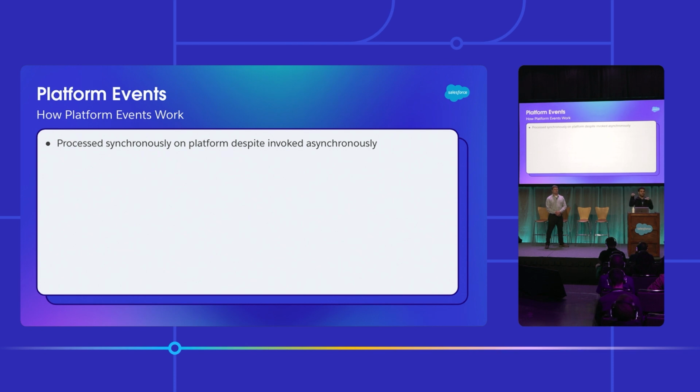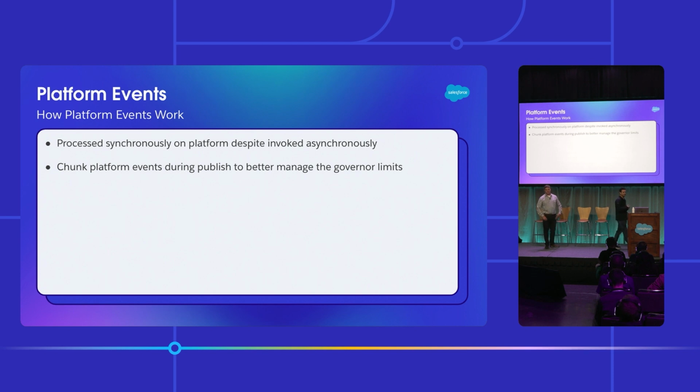That means the synchronous governor limits apply to them, not the async limits. One of the advantages, though, even though they process synchronously, is that you can better manage the governor limits because it's not a fixed size. If you look at triggers, let's say you have thousands of records coming into the system. We batch them by 200, and that's a fixed number. There's no flexibility there. That's not true with platform events.